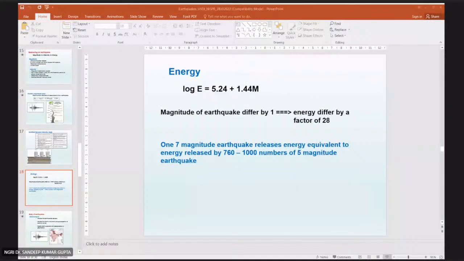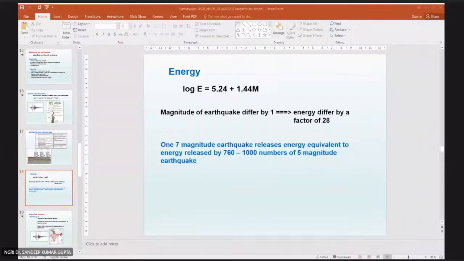Hello. Sir, I think you got logged off there for a minute. Yeah. Now is it visible? Yeah, we can see the slide which says energy on top. Okay. With the log E equals 5.24 plus. Yeah. Okay, sir. All right. Thank you, ma'am, for confirmation.